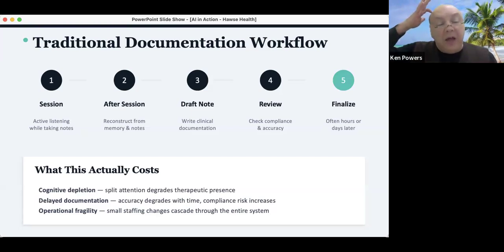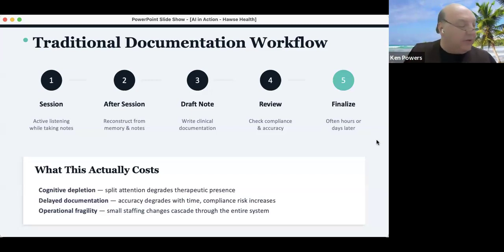So it causes cognitive depletion because there's a split attention that degrades the therapeutic presence. The delay in documentation is going to contribute to inaccuracy and also to compliance risk. And it makes your operations more fragile. So small staffing changes then cascade throughout the entire system because of this overload with how we've traditionally done our documentation. And I'm going to turn it over to John for our next slide.